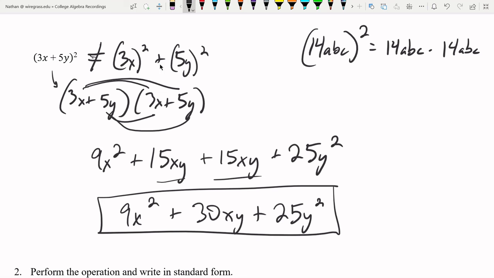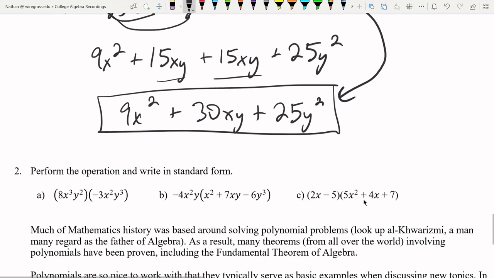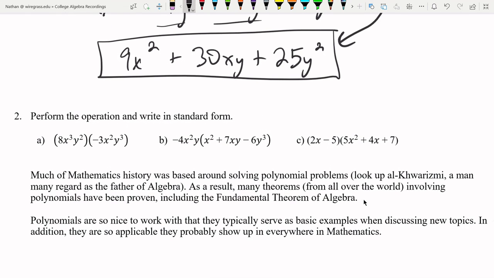If you were to solve this one, you're going to see that you're going to get 9x squared plus 25y squared. And you can see we're actually missing a term. That's the reason why they're not equal. All right, give it a try in number 2.